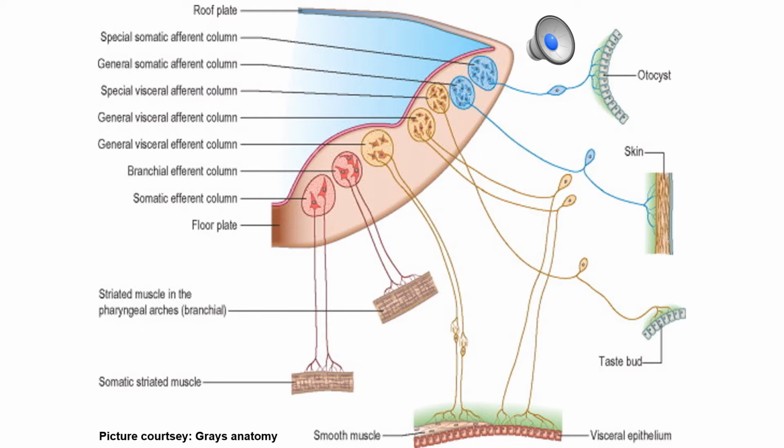Then coming to the sensory functional columns, the first is the general visceral afferent column. This column is responsible for carrying the sensations from the viscera. Next is the special visceral afferent column. This column is responsible for carrying the taste sensations from the tongue. Next is the general somatic afferent column. This column is responsible for carrying the general sensations from the skin. And the last is the special somatic afferent column, which is responsible for carrying the sensations of hearing and balance from the ear.